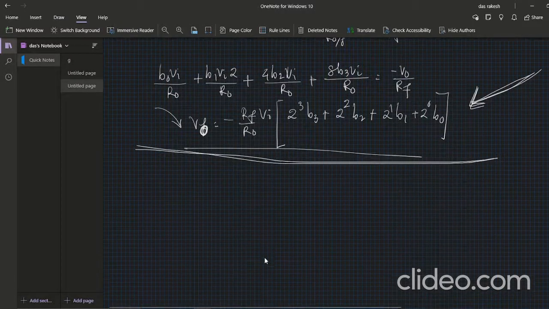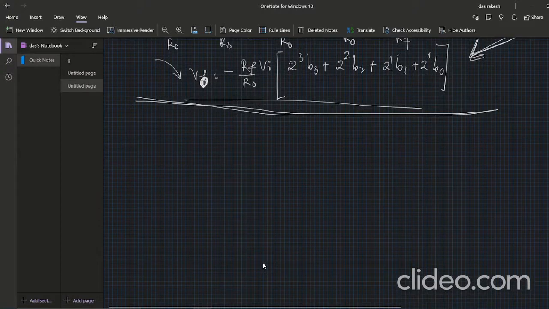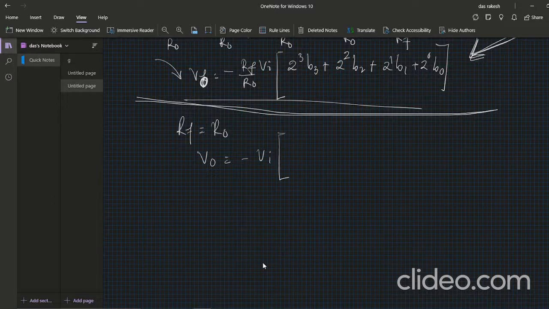Okay, now we put these binary numbers in table form, and first of all consider RF equal to R0. If RF equals R0, the gain equals 1, so the output voltage equals just the input voltage Vi multiplied by these binary combinations.